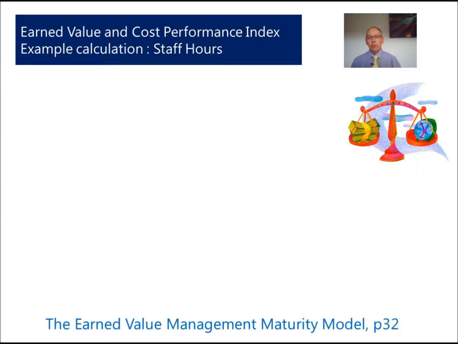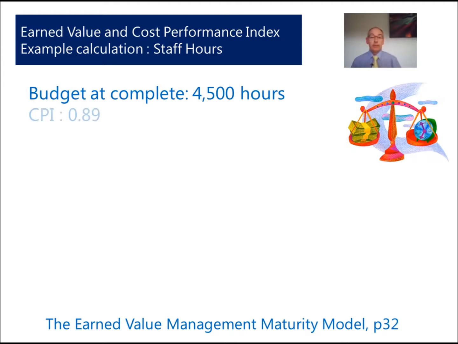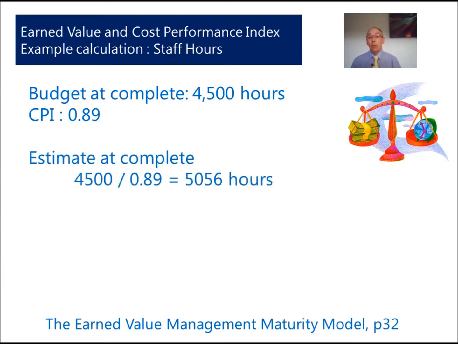So let's assume that we have a budget at complete of 4,500 hours. We've done our estimating, we've done a bottom-up estimate based on a work breakdown structure, and we believe we need 4,500 hours of work. Now we've calculated our CPI early in the project, and so we can calculate our estimate at complete as our 4,500 divided by the 0.89. This gives us 5,056 hours. And so suddenly we've identified that we're going to need more resources to deliver the project, to get to the end point, unless our scope is going to change.